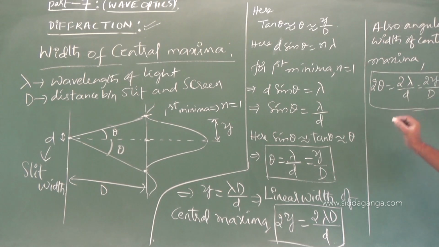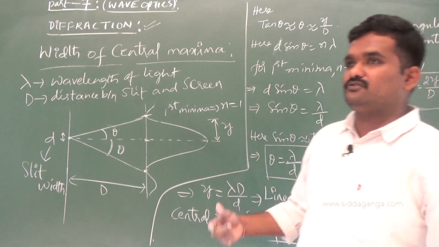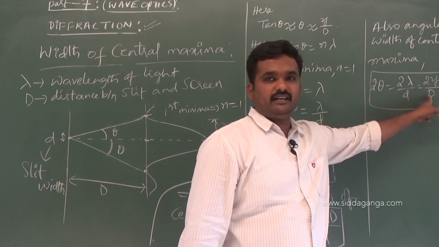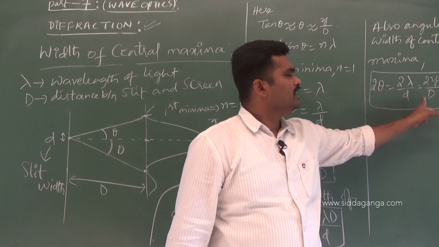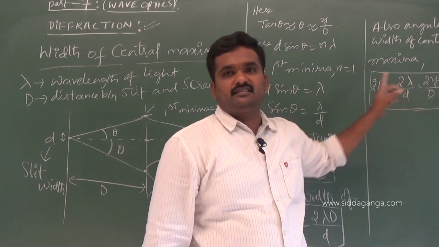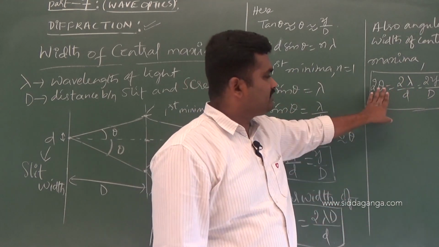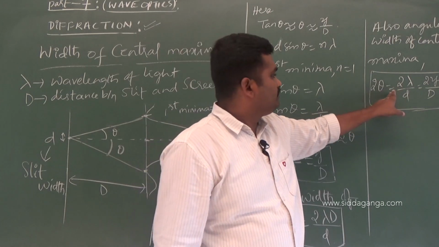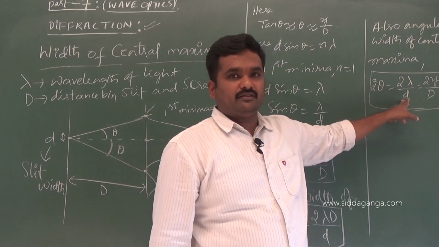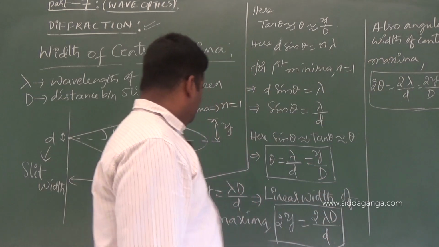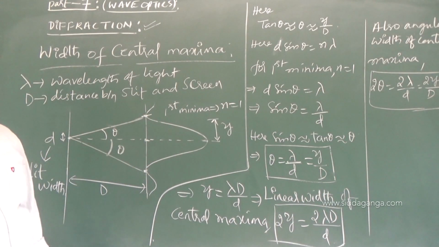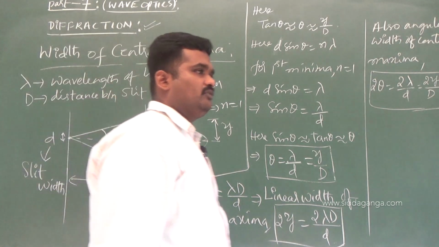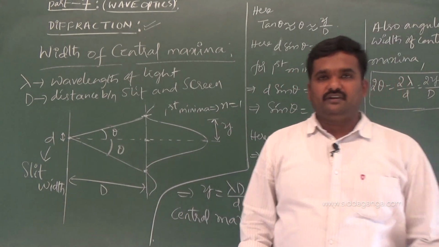If they are given the linear width and they are asking to find the angular width, use the relation 2 theta equals 2y by D. If they are given the wavelength and slit width, use the relation 2 theta equals 2 lambda by d. That's why you need these to solve for linear and angular width of central maxima in diffraction. So this is all about Fraunhofer diffraction, which you have to remember.